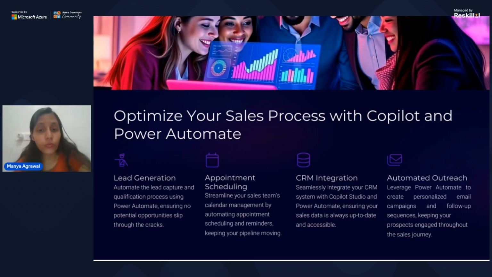Okay. Now, the fourth one is automated outreach. Leverage Power Automate to create personalized email campaigns and follow-up sequences, keeping your prospects engaged throughout the sales journey.